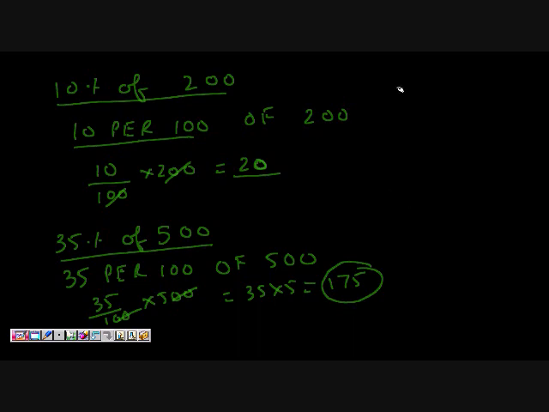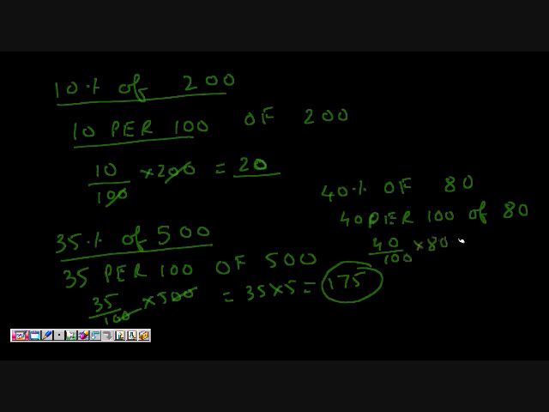Let's take another example. Let's say you want to find out 40% of 80. Okay. So we can say 40 per 100 of 80. 40 by 100 into 80. This cancels out. This cancels out. So that's equal to 32. So 32 is 40% of 80. So as you can see, these are a few examples of how to apply percentages.